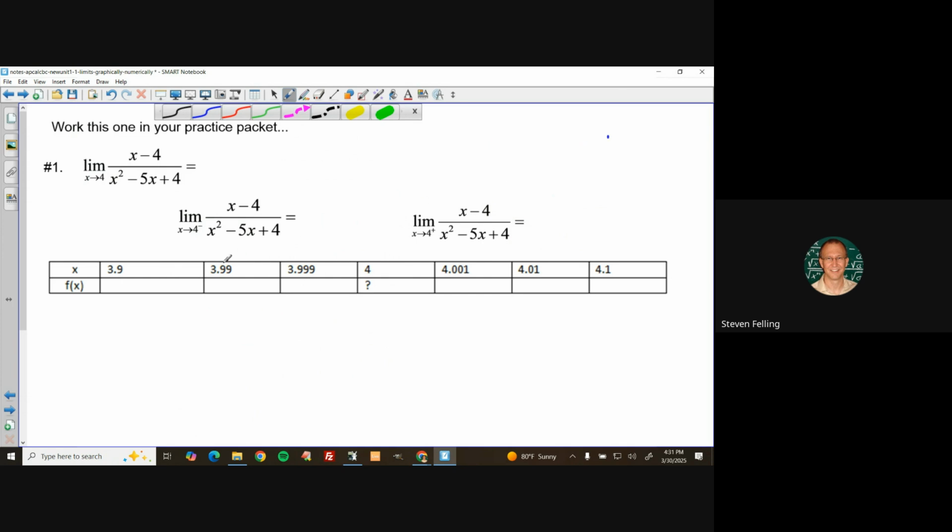If you plug 3.9 in, you get 0.34483. If you plug 3.99 in, you get 0.33445. If you plug 3.999 in, you get 0.33344. Then from the upper side, if you start at 4.1 and plug that in, you get 0.32258. If you plug 4.01 in, you get 0.33223. 4.001 is 0.33322. And then you look, these numbers seem to be approaching a value.